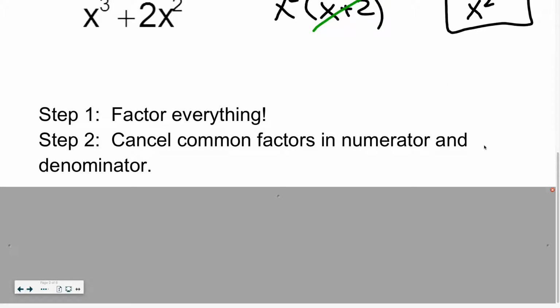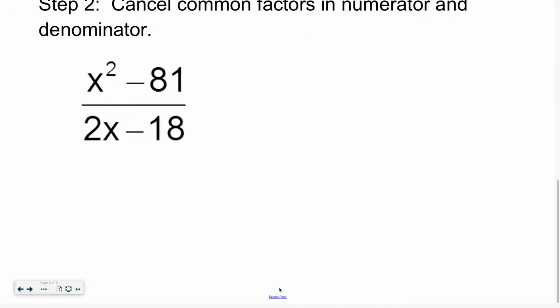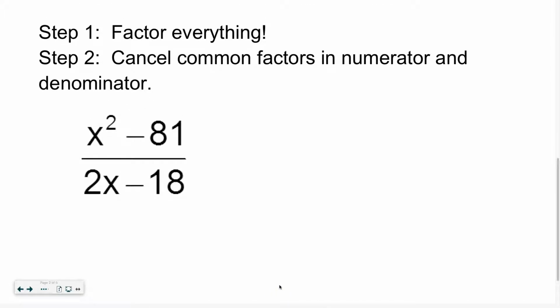So I'll give you another one just to try on your own. See if you can simplify x squared minus 81 over 2x minus 18.